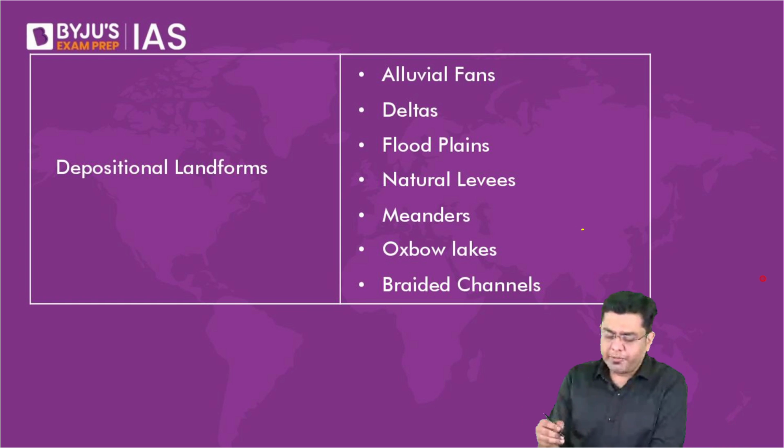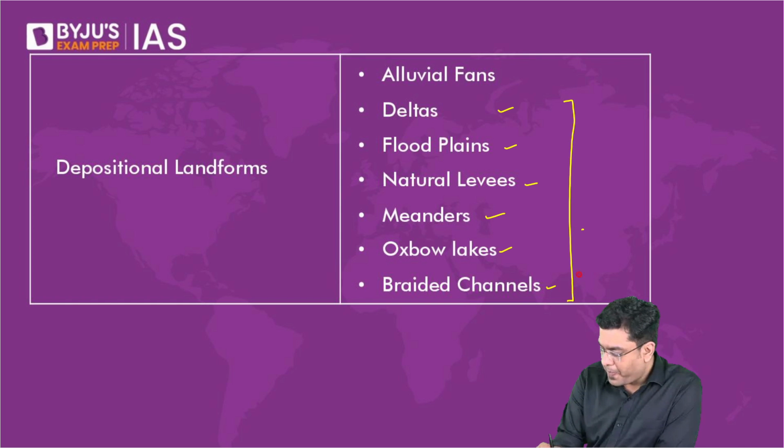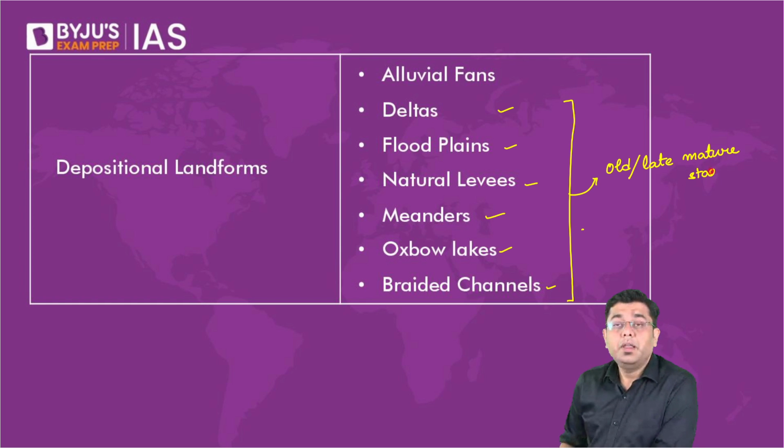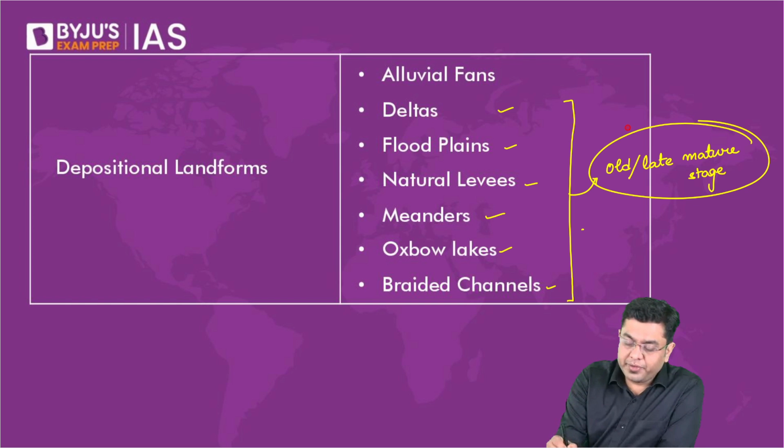Majority of the depositional features that you come across, be it meanders, floodplains, natural levees, oxbow lakes, braided channels, deltas, all of them are created in the old or the late mature stage. So basically, it is at this stage that the speed will reduce and deposition will happen. This is what is created in the youthful stage.